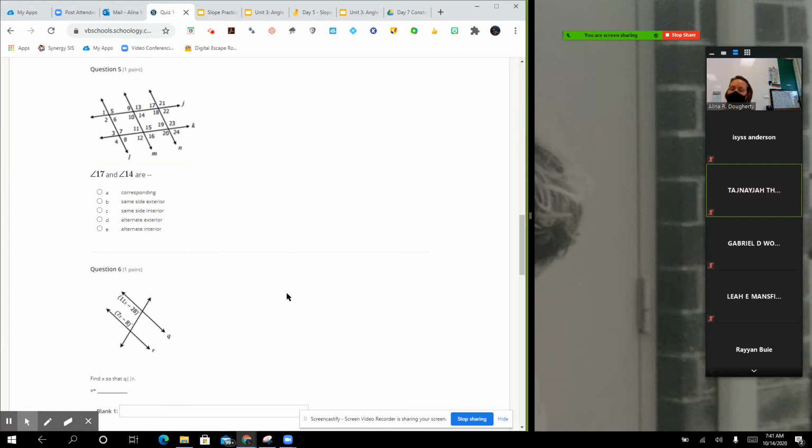And 5, same thing. How are 17 and 14 related? So I've got 17 and I've got 14. That means J is the transversal. So we want to look at that. And then all we want to look at is those 8 things on the transversal. You don't need any of this stuff outside. Okay. And I want to know how 17 and 14 are related. Are those inside the parallel lines or outside the parallel lines? Inside. And are they alternate or same side of the transversal?